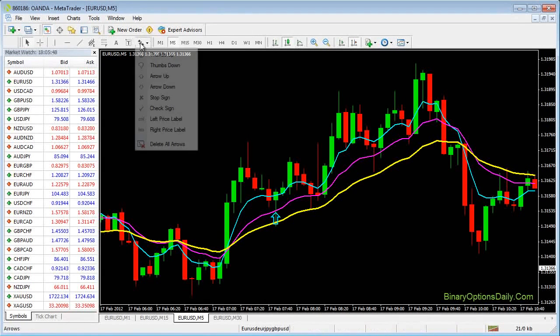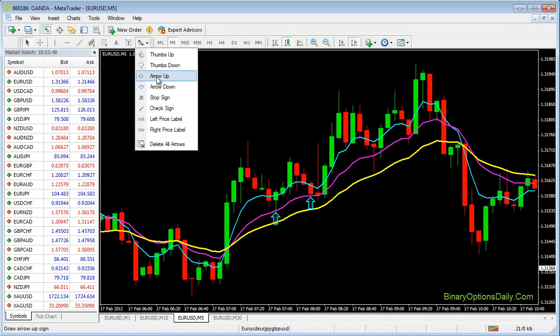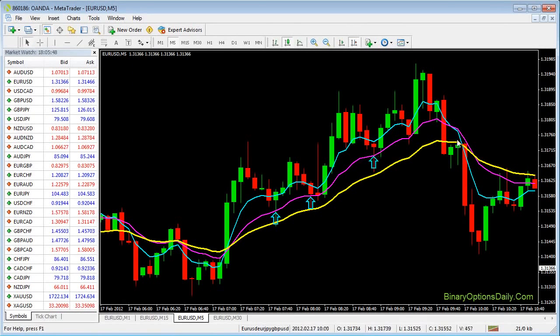So the next entry that we'd have is going to be around here, if we were taking it at the 14-period moving average. And our next one, of course, is going to be about here. And then we've got 1 more right there. And you could also take this one right here.